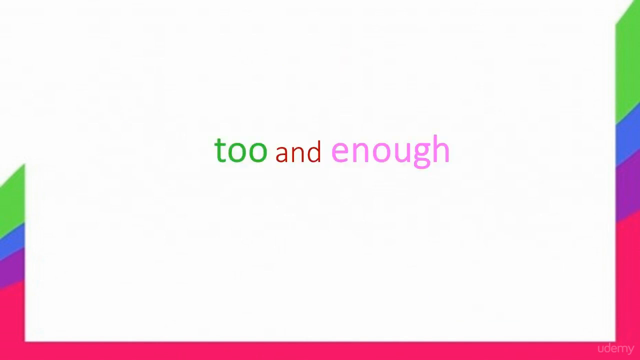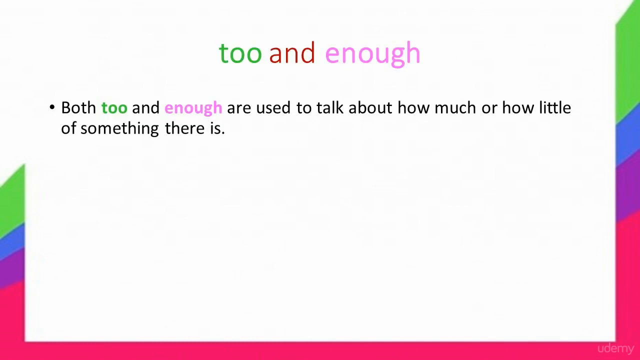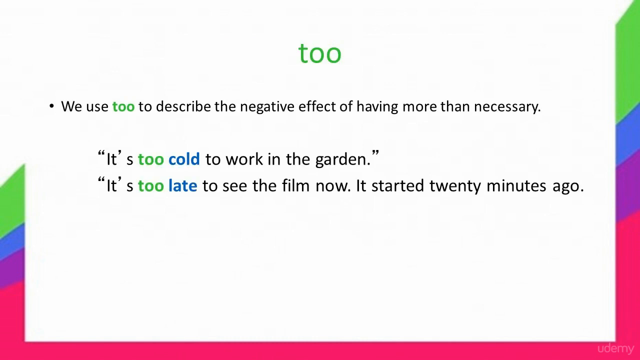Now let's move on to too and enough. Both too and enough are used to talk about how much or how little of something there is. We use too to describe the negative effect of having something more than necessary. It's too cold to work in the garden. It's too late to see the film now. It started 20 minutes ago.